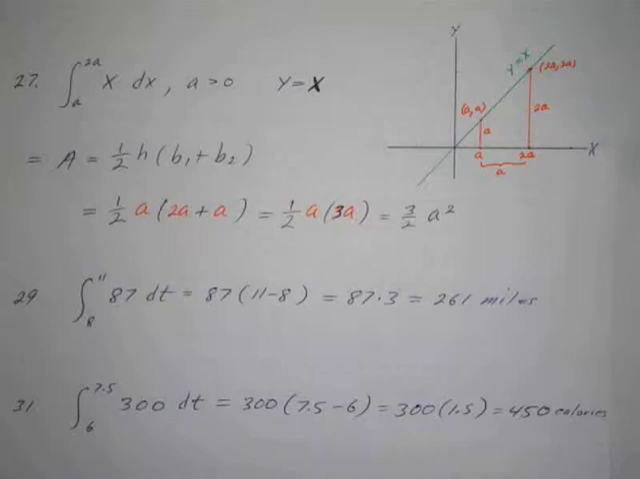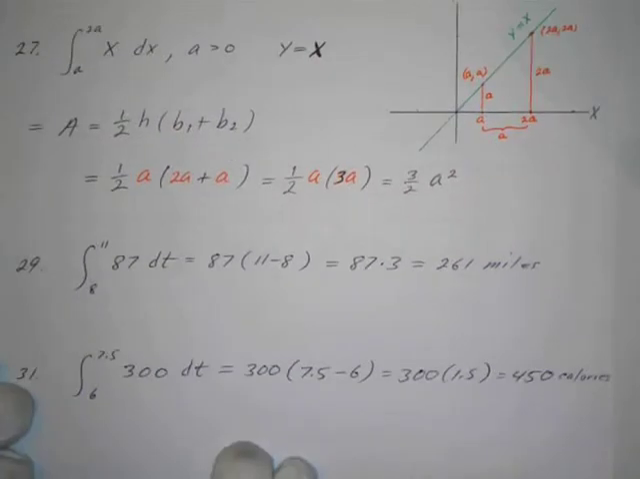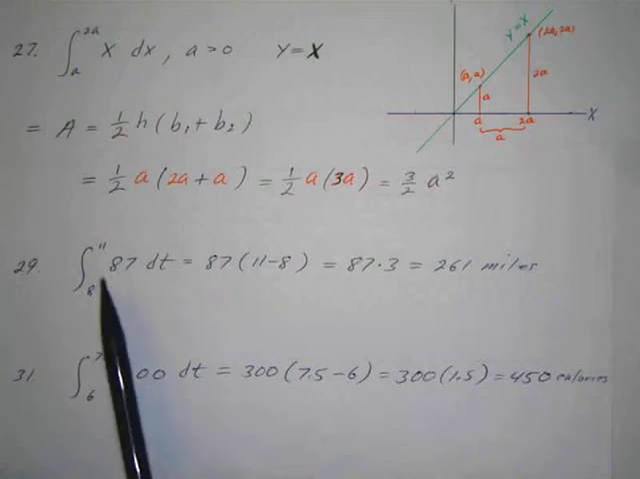Number 29 were the train problems. Find the distance traveled by a train moving at a constant velocity. We want to describe it as an integral and then evaluate it. That's going 87 miles per hour from 8 to 11. So we could just write this as the integral from 8 to 11 of 87 dt.